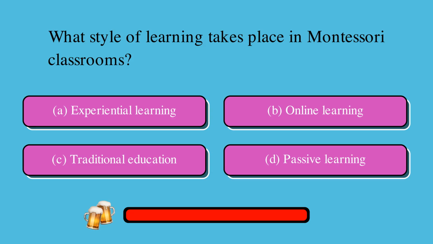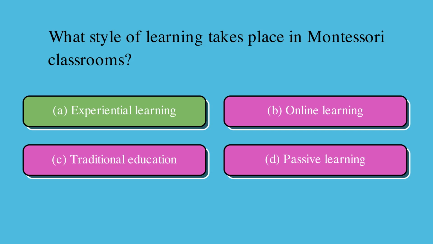What style of learning takes place in Montessori classrooms? Is it A, experiential learning, B, online learning, C, traditional education, or D, passive learning? The correct answer is A, experiential learning.